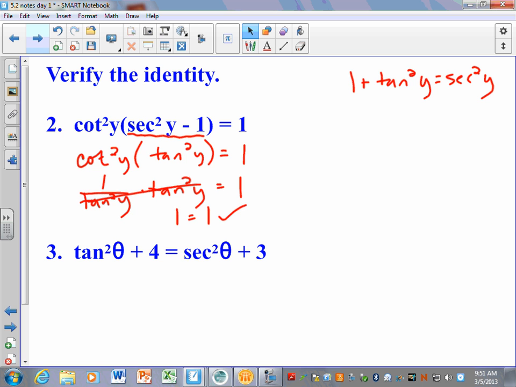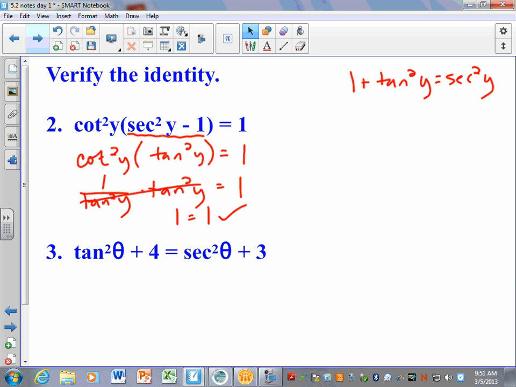Again, maybe some thought process here as you're thinking of this. If I have tangent squared, I want to turn it into secant squared. Or if I work with this side, I have secant squared, I want to turn it into tangent squared. So in my head, I think about, do I have something that relates tangent squared and secant squared to each other?